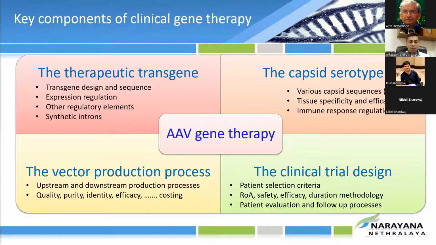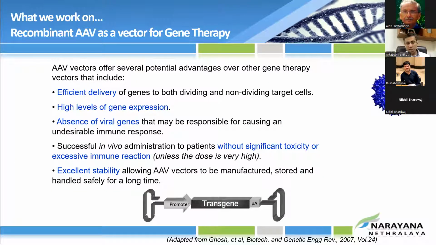So what we work on is this AAV vector. It's very efficient in delivery. It's the gold standard for gene therapy being done worldwide. There are no viral genes in the recombinant AAV vector, and in vivo administration has usually been very safe, although at very high doses, which are currently being used, particularly for muscle gene therapy, there is a certain amount of toxicity. We know about the patients that unfortunately had a bad reaction and passed away. These are typically hepatobiliary responses because of overdose of the vectors.